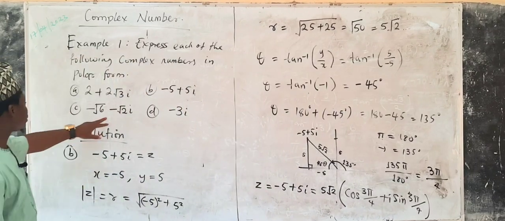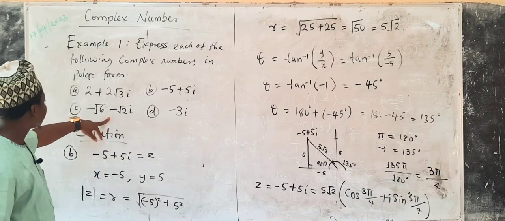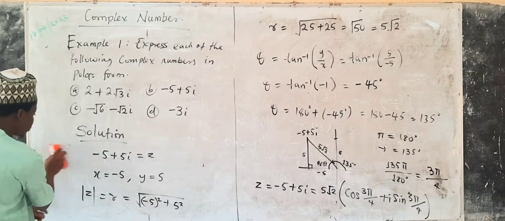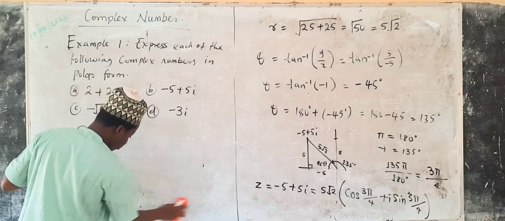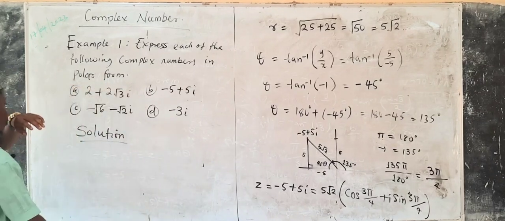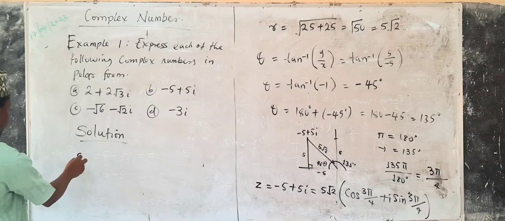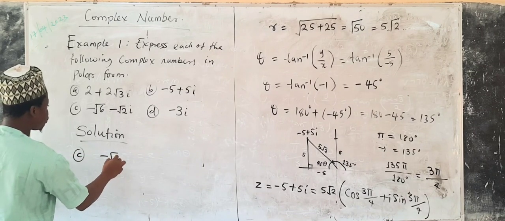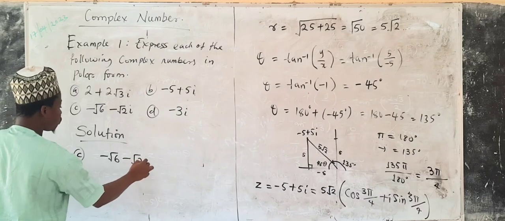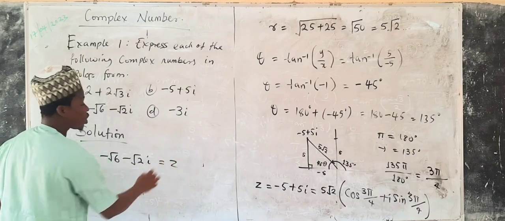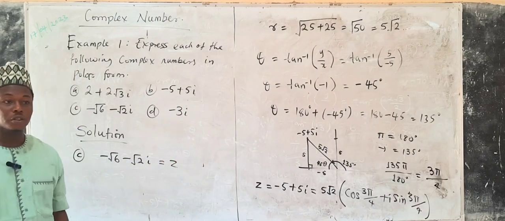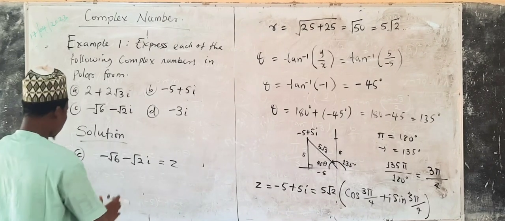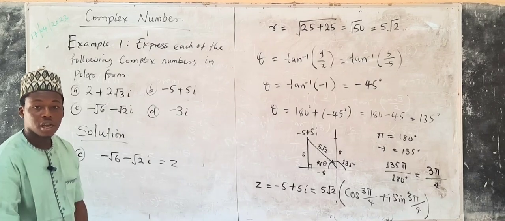So we move to this step. So we check on this and this. We have minus the square root of 6 minus the square root of 2i. This is our complex number Z. Now, we need to find our modulus and our theta.